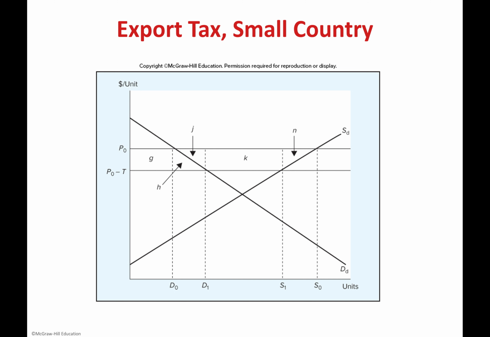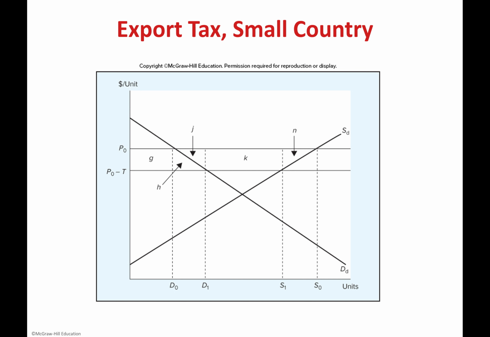The consumers are going to basically benefit by G plus H. Now, the tax is going to be paid on only the exports. So the exports are going to be that distance S1 minus D1. Notice that they've shrunk. They were S0 minus D0, they're now S1 minus D1. But the tax has to be paid on those exports. So that's K. K goes to the government.